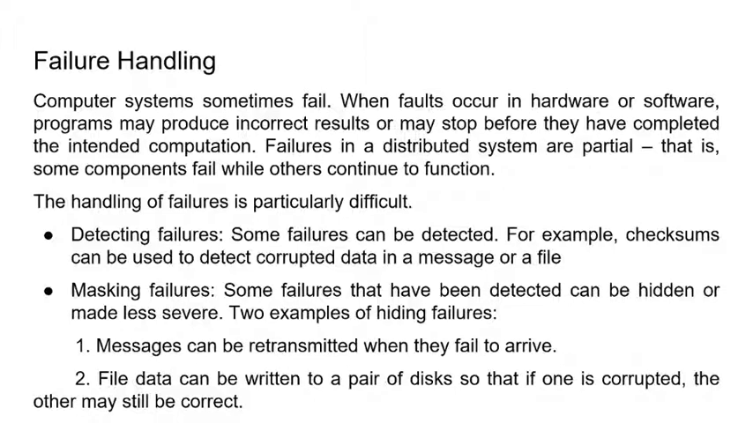So the handling of failures is particularly difficult, and we can go for detecting failures, since some failures can be detected, or masking failures. At times we may need to hide those failures. For example, messages can be retransmitted when they fail to arrive. So this is actually masking of failure. File data can be written to a pair of disks, so that if one is corrupted, the other may still be correct. That is, we are actually taking a backup. These kinds of things can be done in order to mask failures.